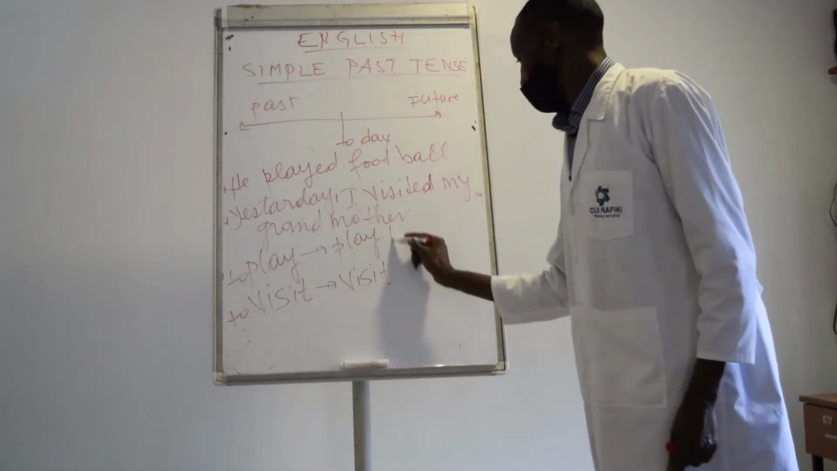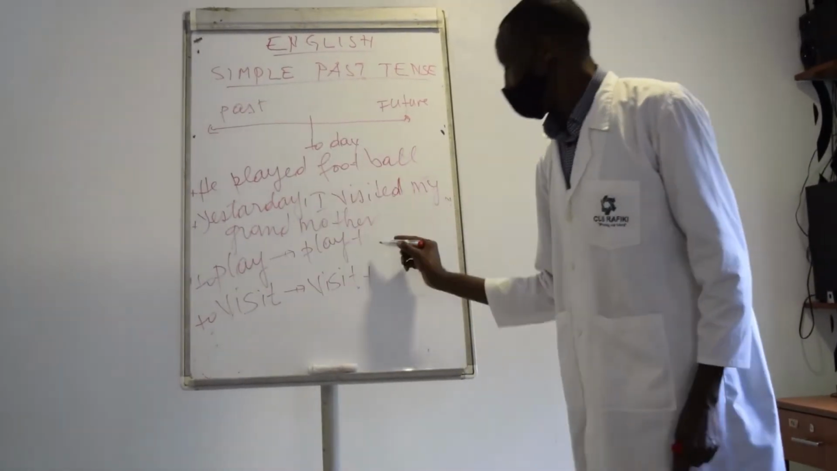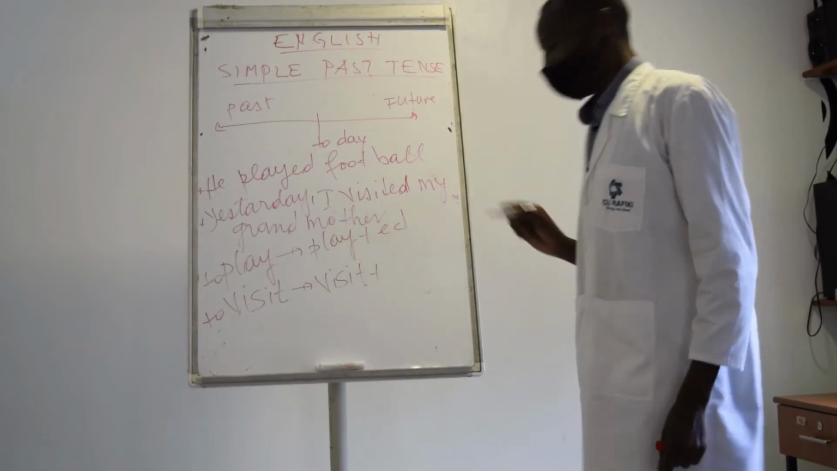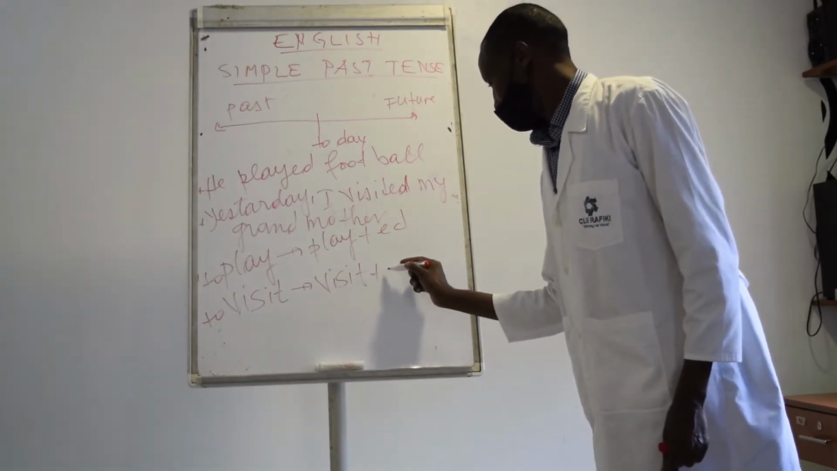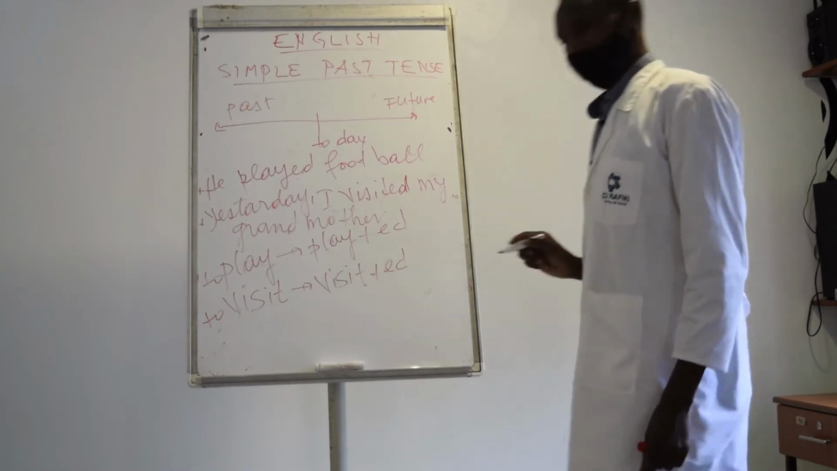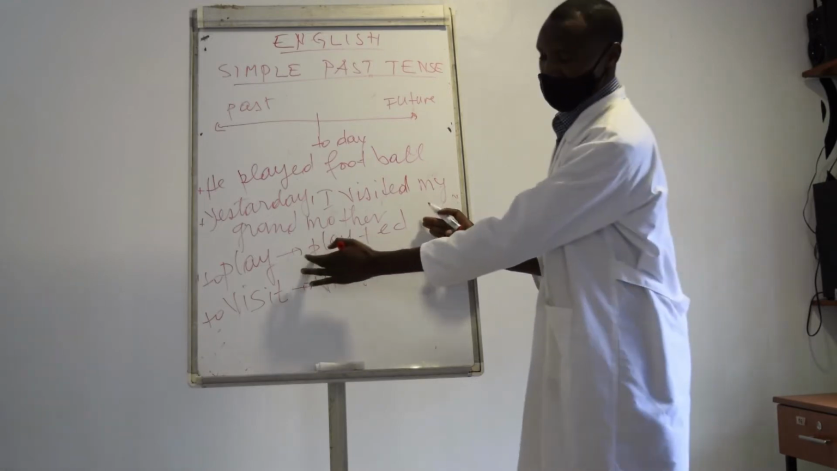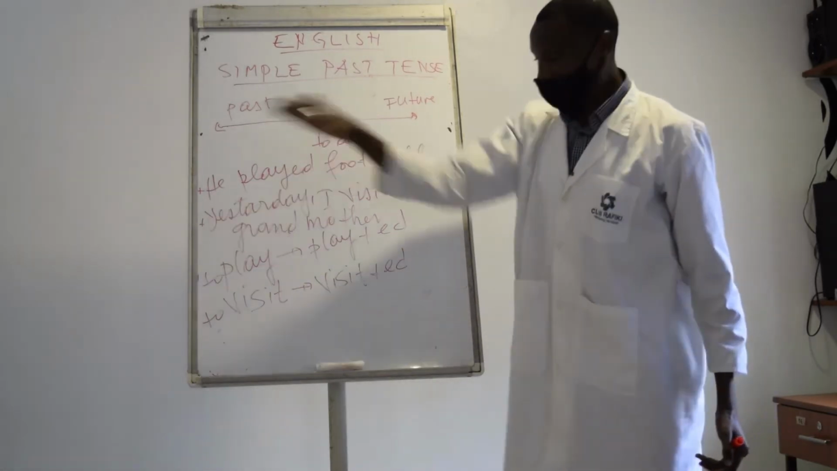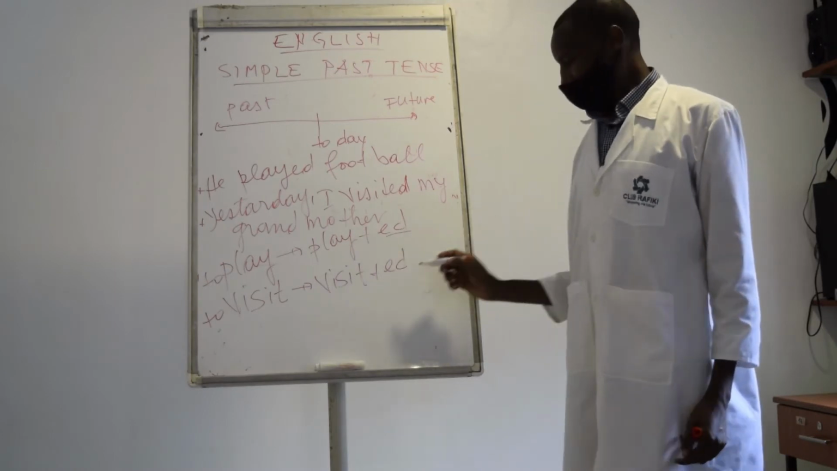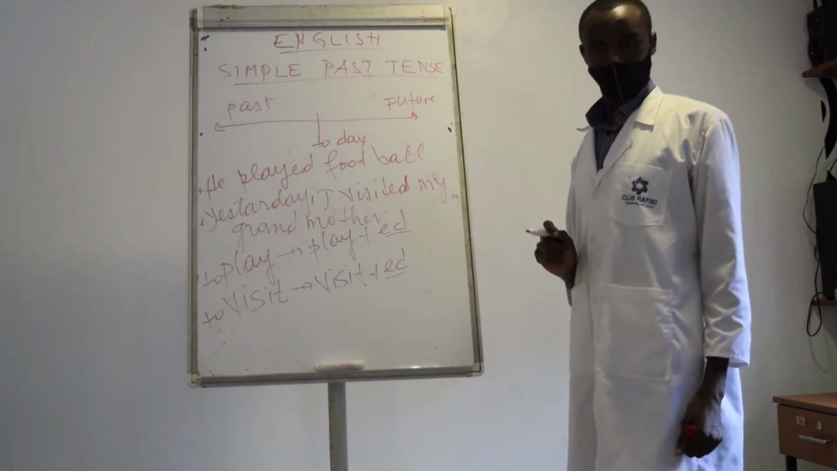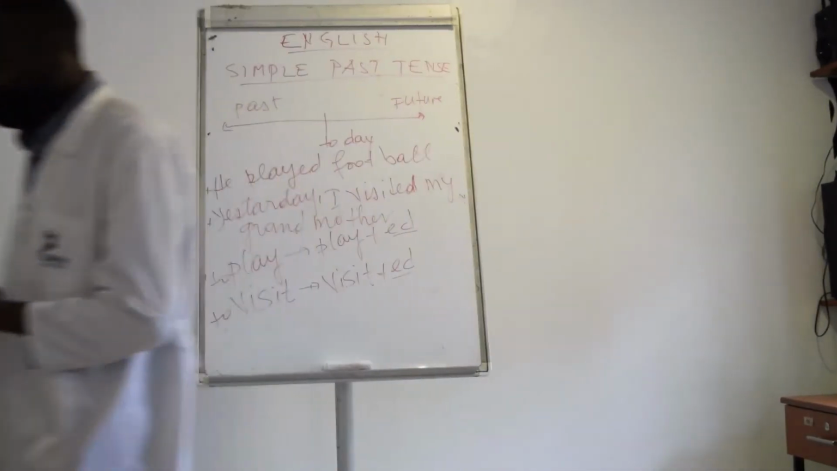Then what do we add here? Here we have added E, D. Also here we have added E, D. It means in order to get the past, we take the infinitive plus E, D, and also E, D. Is that it?